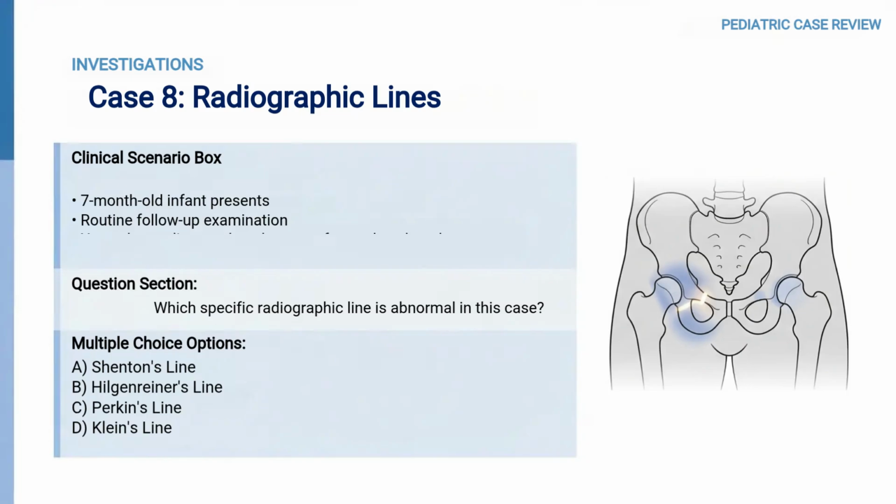Case 8, covering radiographic lines in investigations. A 7-month-old infant presents for routine follow-up examination. X-ray shows a disrupted arc between the femoral neck and the obturator foramen. Which specific radiographic line is abnormal in this case? Option A, Shenton's line. Option B, Hilgenreiner's line. Option C, Perkins' line. Option D, Klein's line.